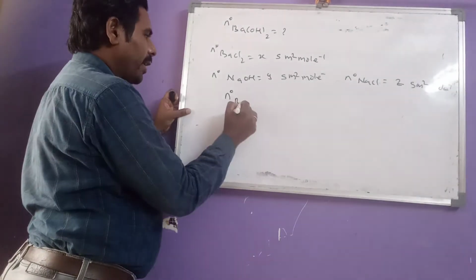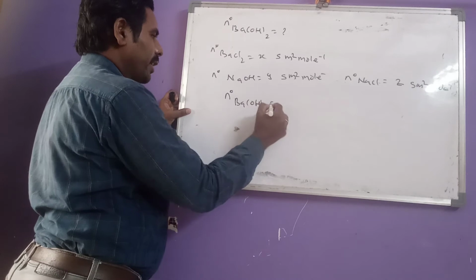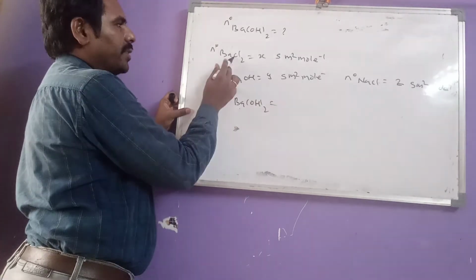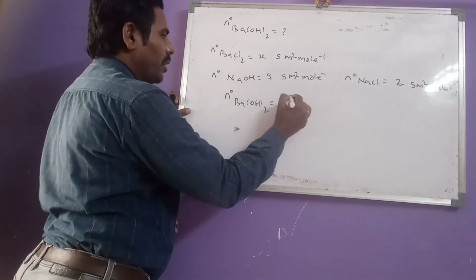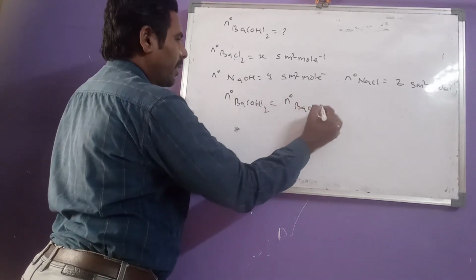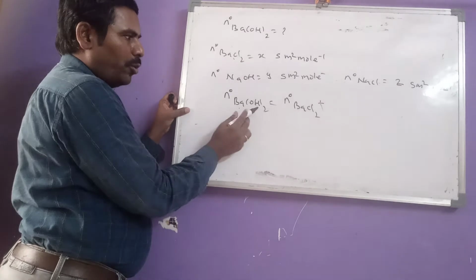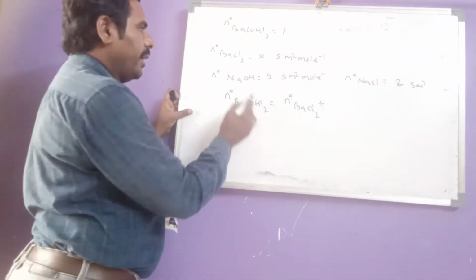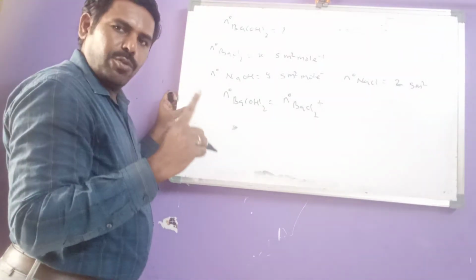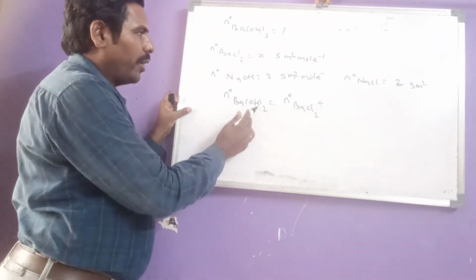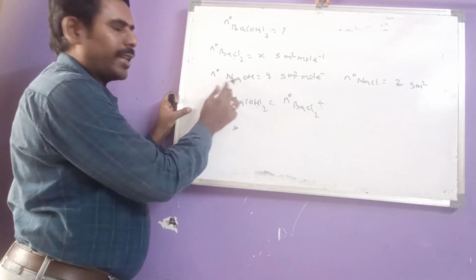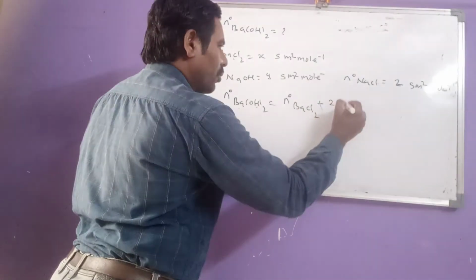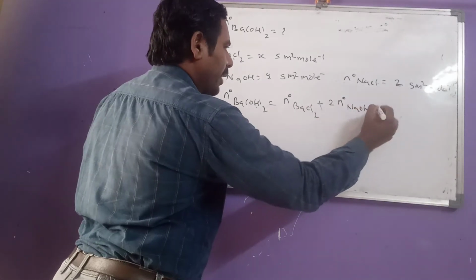Λ° Ba(OH)2 equals, as only one barium is present, let us consider only one BaCl2. So Λ° BaCl2 plus. We need two OH groups in solving this problem. But here NaOH is having only one OH group. So to get two OH groups, multiply this Λ° NaOH with a factor of 2. So 2 into Λ° NaOH.